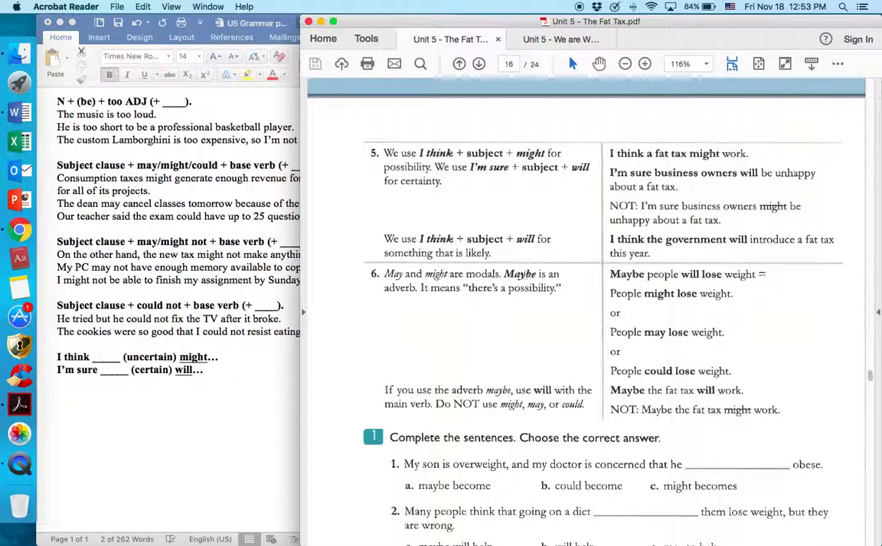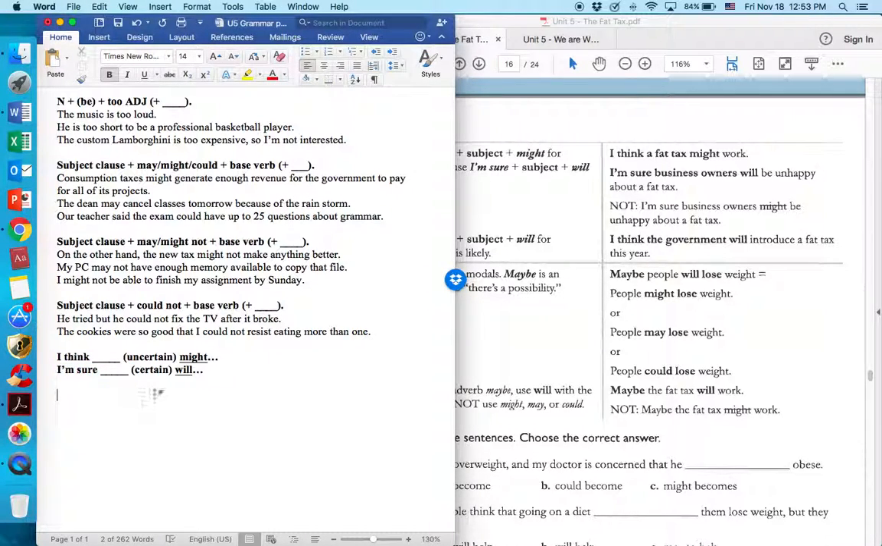May and might are modals. Maybe is an adverb. Also very important to remember. If we say something like this, it may be rainy tomorrow, that is not the same as maybe it will rain tomorrow. It's the same meaning, but it may be rainy tomorrow. This is a modal and a base verb. This here is an adverb that's describing will rain.